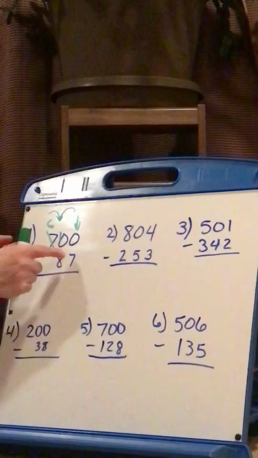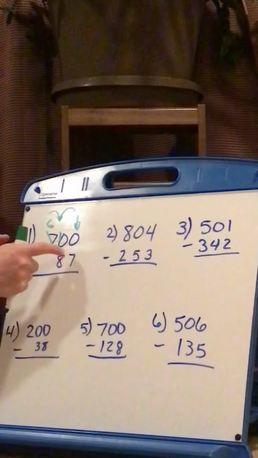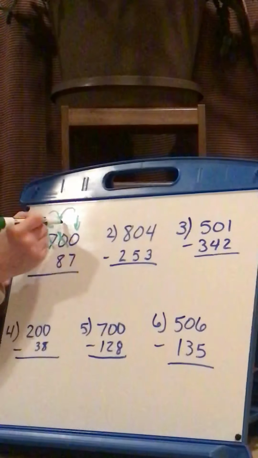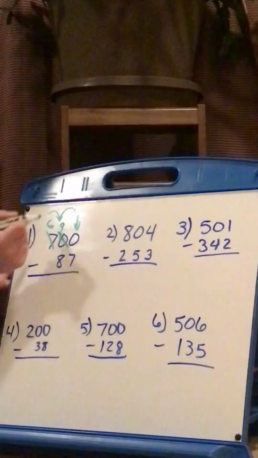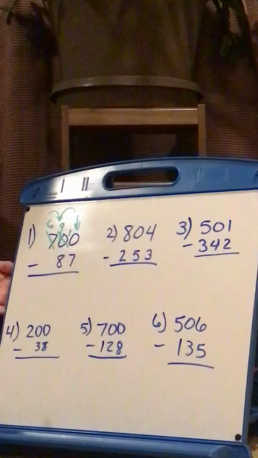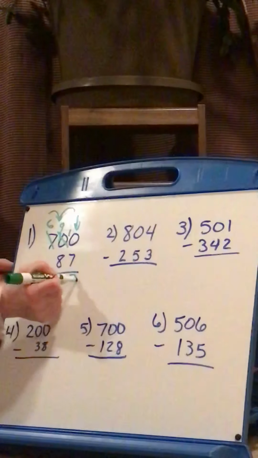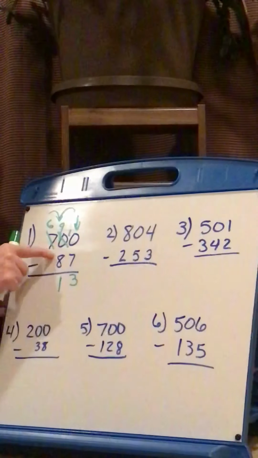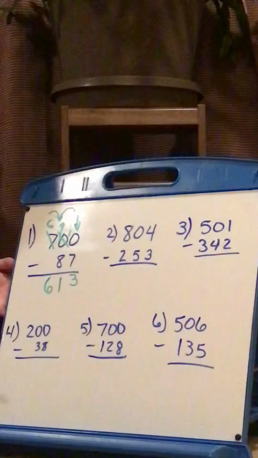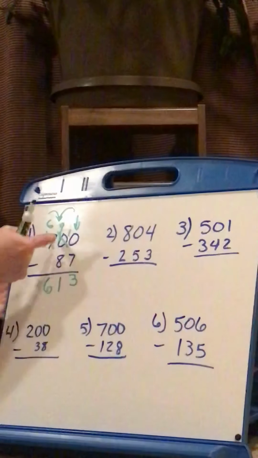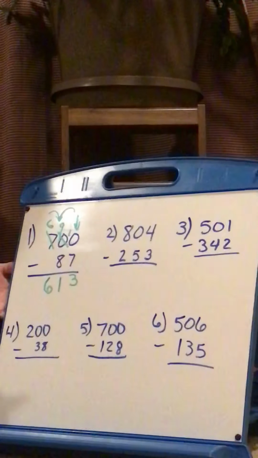But you can't subtract that yet because remember we have to start in the ones column. So now we have 10. I can borrow from the 10 now, and that's going to become 9. And I'm going to bring that 1 all the way back to the ones place. Now I can do my subtraction. 10 minus 7 is 3. 9 minus 8 is 1. And 6 minus imaginary 0 is 6. So the answer is 613. So before we could even do the ones column, we had to do all these other steps first. All right? Let's go to number 2.